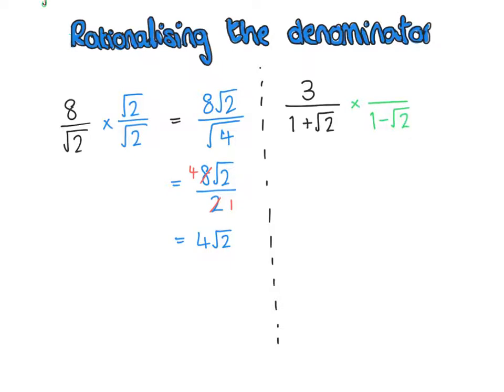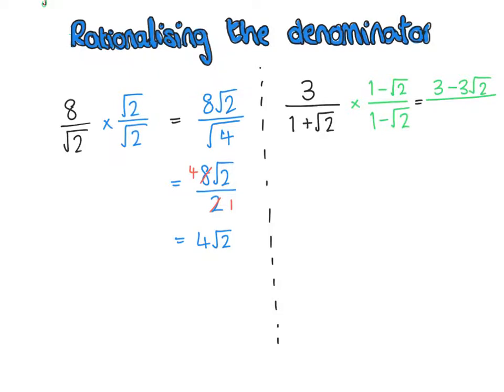So we want to make it look the same as the original denominator, but we flip the sign. So the plus between them becomes a minus. And as always, it must be the same on top and bottom, because it must have a value of 1. So then what does that give us? Well, on the top, 3 times 1 is 3. 3 times minus root 2 is minus 3 root 2.